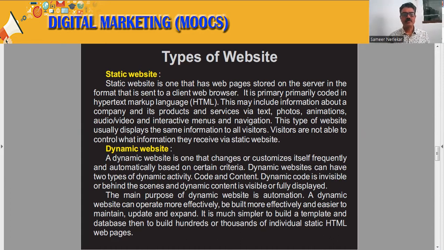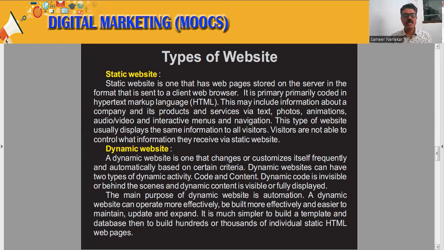Dynamic website. A dynamic website is one that changes or customizes itself frequently and automatically based on certain criteria. Dynamic websites can have two types of dynamic activity: code and content. Dynamic code is invisible or behind the scenes, and dynamic content is visible or fully displayed. The main purpose of a dynamic website is automation.